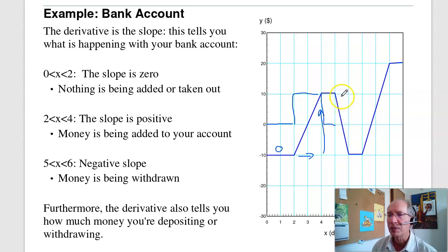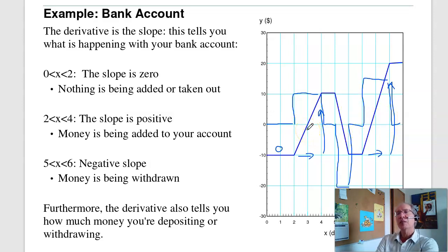Between 5 and 6, I withdraw $20 in one day, so it becomes minus 20 over 1. It goes back to 0, then is increasing. The increase is plus $30 in 2 days. 30 over 2 is 15. Then it goes back down to 0. So that's the derivative. The derivative is slope.